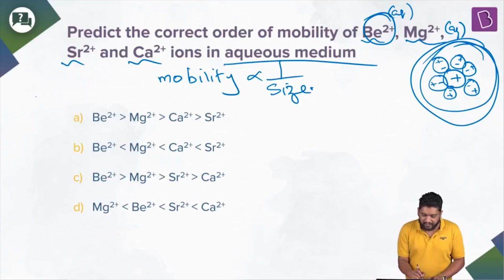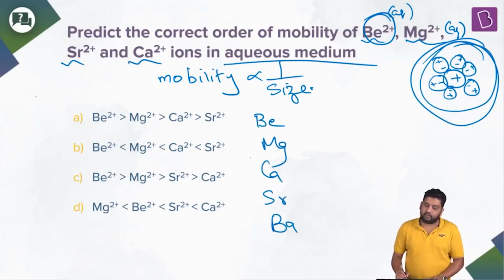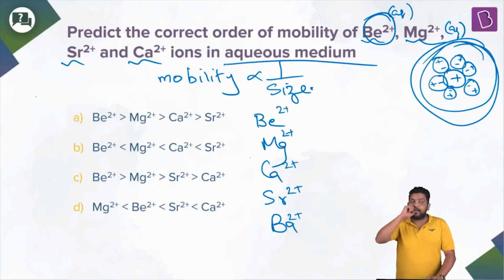So all the things here you can understand are from your second group, right? Beryllium, magnesium, calcium, strontium, barium. These are your second group elements that are there. So Be2+, Mg2+, Ca2+, and Sr2+. These are, of course, as you are going down, size will increase.